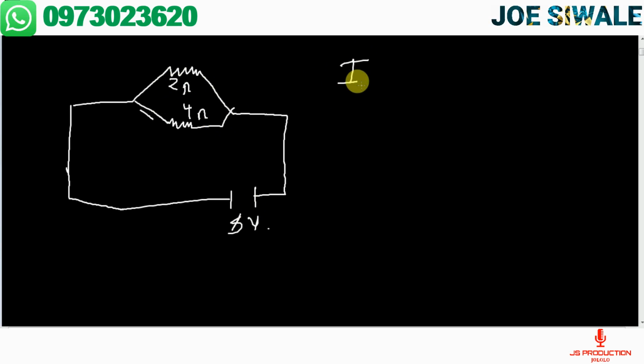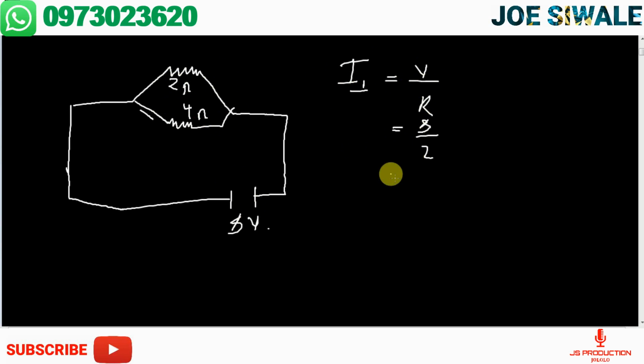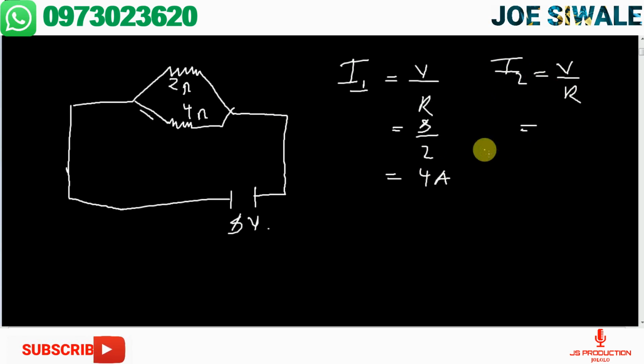We can say our first current is equal to voltage divided by resistance, and we know that voltage is always the same in a parallel connection, so that's 8 divided by 2, which is 4 amps. And for us to calculate our current 2, we're going to say voltage divided by resistance. Our voltage is always the same, so we're going to use 8 volts divided by our resistance 2. This was resistance 1, sorry, and this is resistance 2. Resistance 2 there is 4, so that's 2 amps.